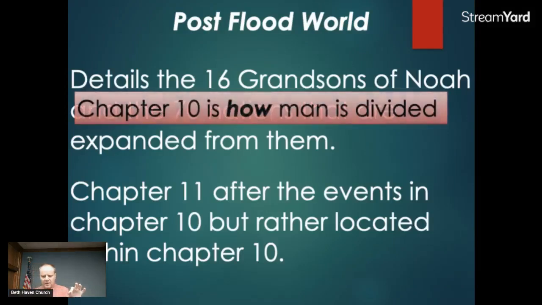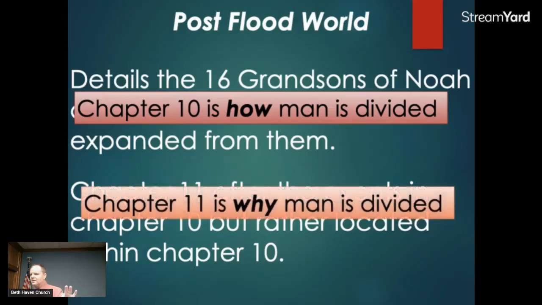Genesis 10 is how man is divided. They're divided by these different names, these different nations, these different languages, locations. Chapter 11 is why man is divided. Why is man divided? If we all came off the same boat, why aren't we still just speaking the same language? Genesis 11 answers that question.